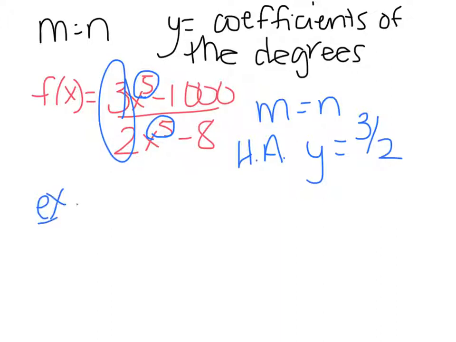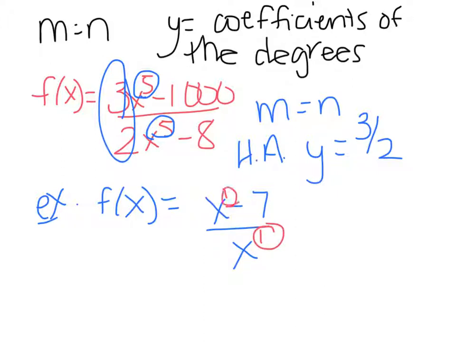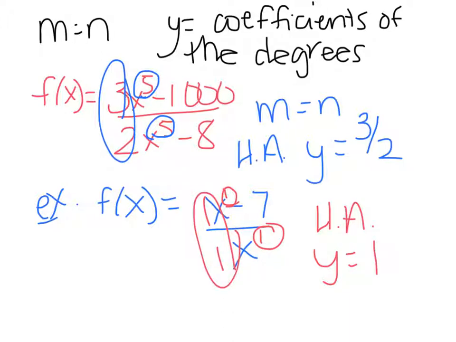Let's take a look at another example. F of x is equal to x minus 7 over x. We're going to look at the degrees. They are both a 1. Remember, if you don't see a degree, it is assuming it's a 1. Since they are the same, our horizontal asymptote is going to be equal to the coefficients, which are 1s, so y would equal 1.